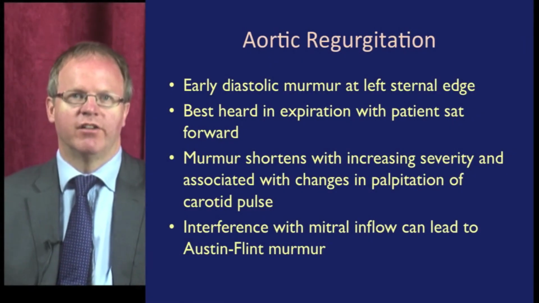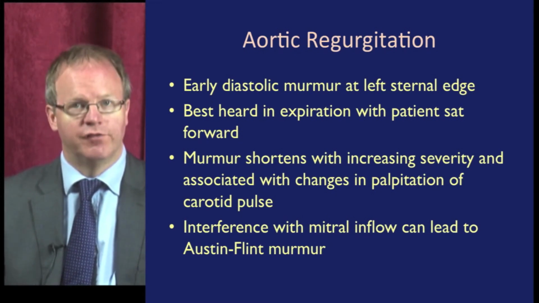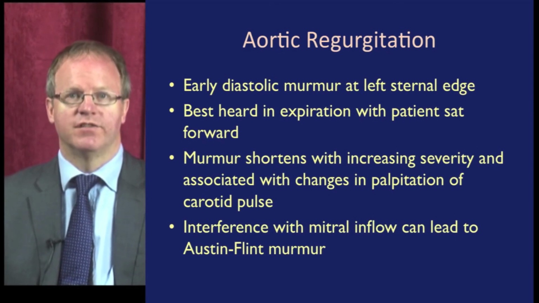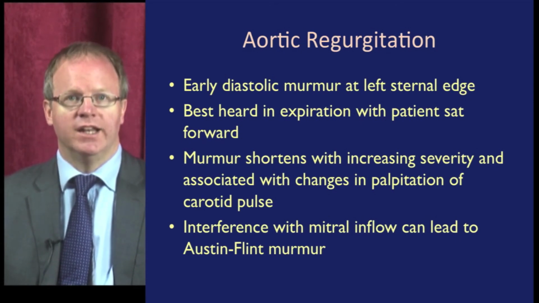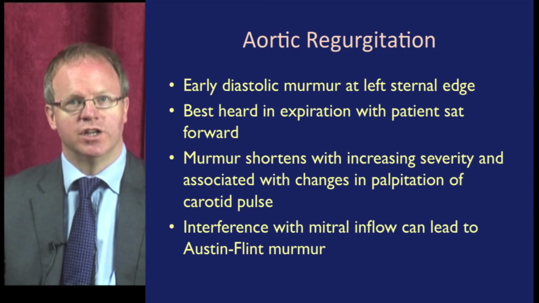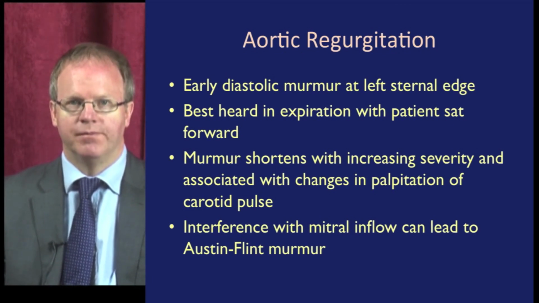With increasing severity, the murmur shortens and becomes associated with a significant forward flow murmur. In moderate incompetence, the jet interferes with mitral inflow and leads to a diastolic murmur known as the Austin-Flint murmur, and premature mitral valve closure, both of which are best heard in the mitral region.